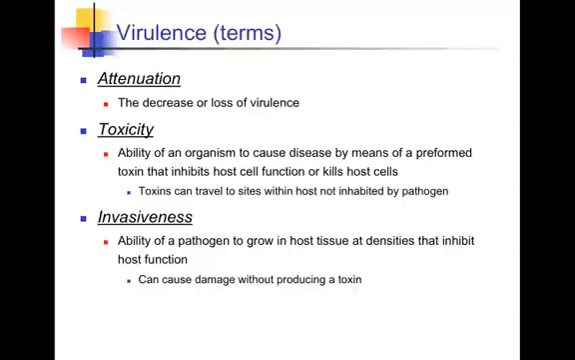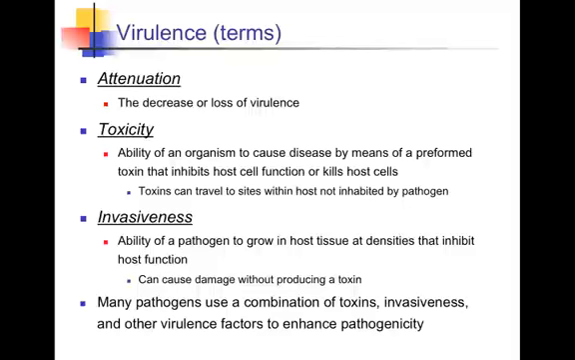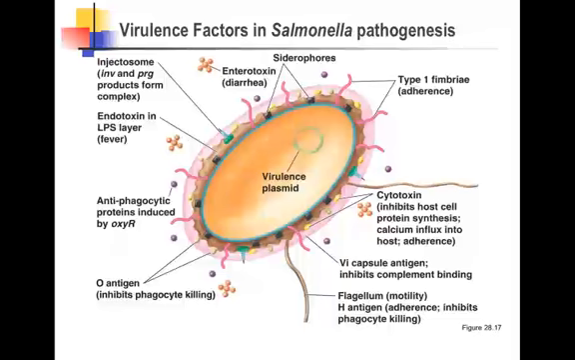There's also the term invasiveness that deals with how well a pathogen is able to adhere to and invade and grow in host cell tissues. This kind of growth can cause damage without producing toxins, just due to damage of the host tissue and acquisition of the resources in that tissue. However, many pathogens use a combination of these kinds of virulence traits, and let's look at one example of that here on the next slide.